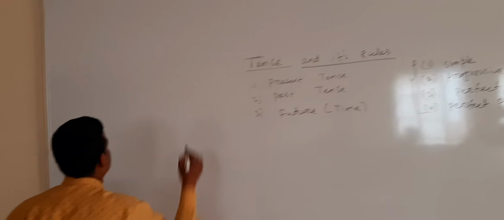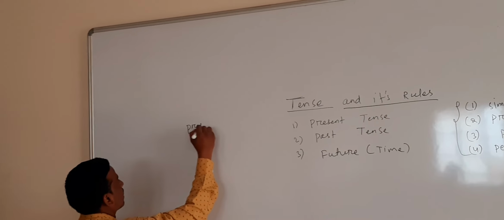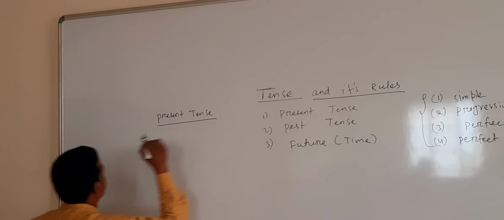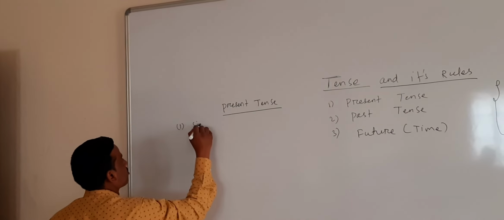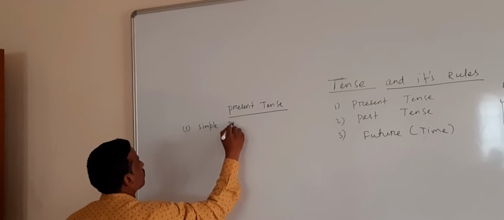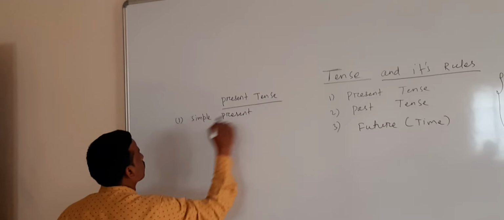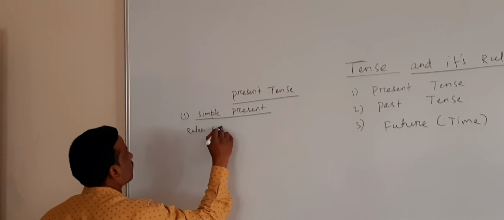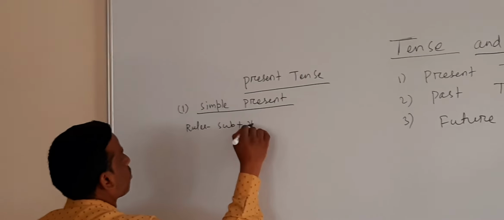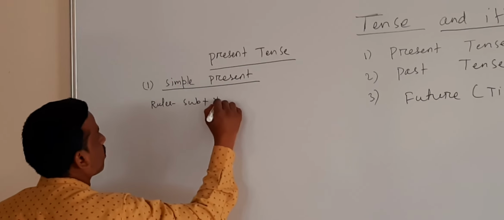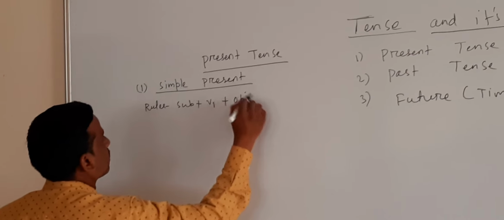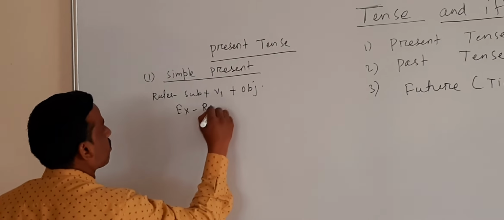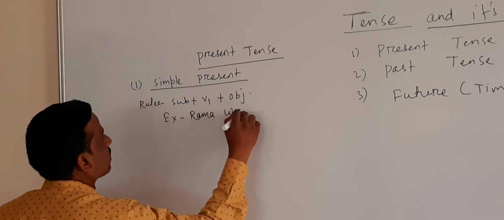First of all, we will go to present tense. Present tense has four forms. The first one is the present simple, that is called a simple present. Its rule is subject and verb one, that is called root verb one, and object. According to the rule, we will give an example: Rama writes a letter.